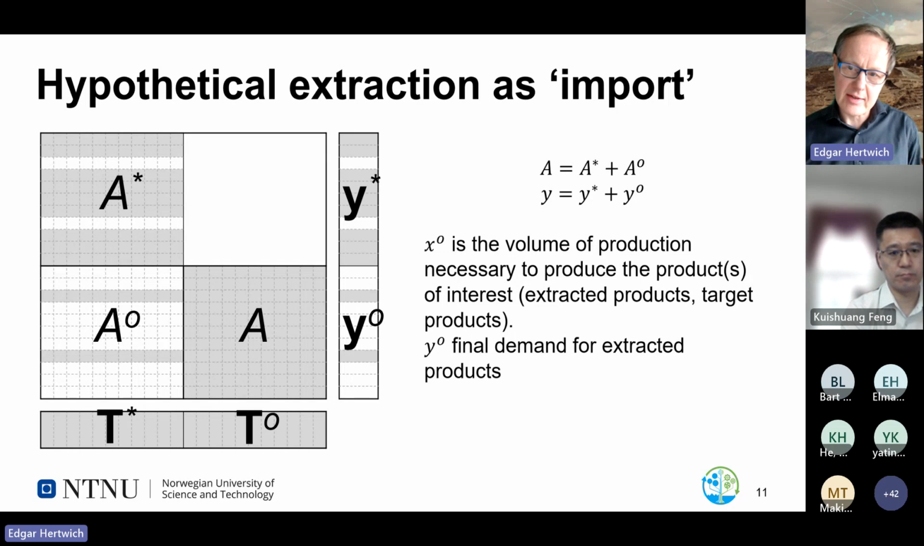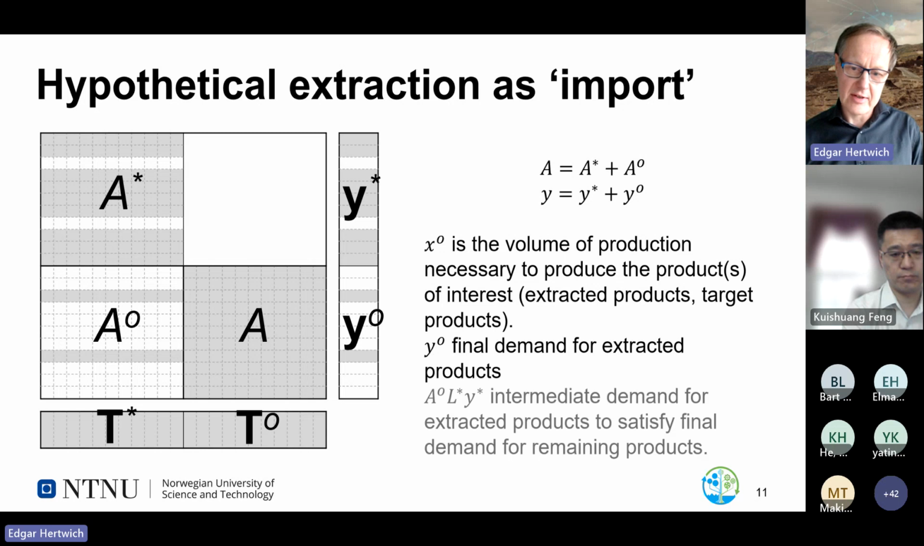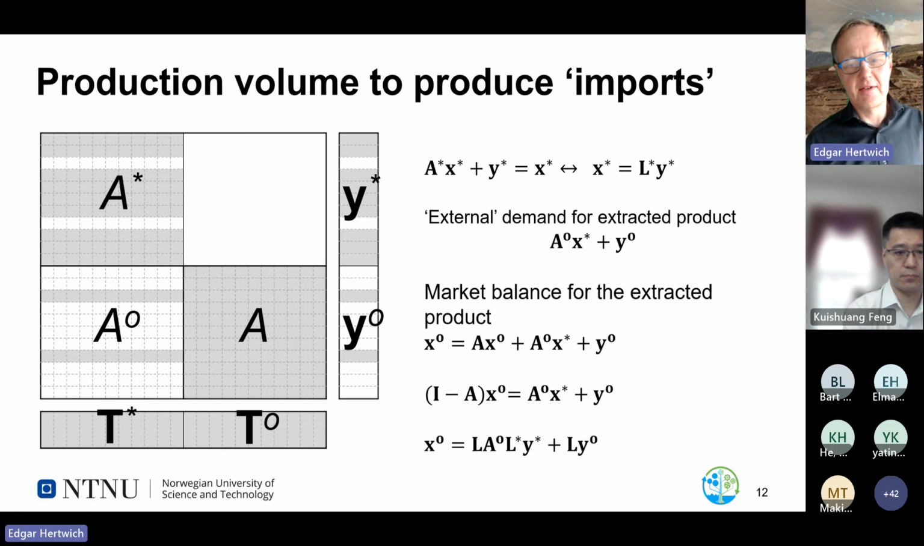And so X naught is then the volume of production that is necessary to produce, in my case, the materials, right? And A naught times L star Y star is, so if we want to calculate the production volume as we did, X star above, that's the amount of intermediate demand that is necessary to produce these extracted products, the materials, to satisfy the demand for the remaining production. And here is the derivation.